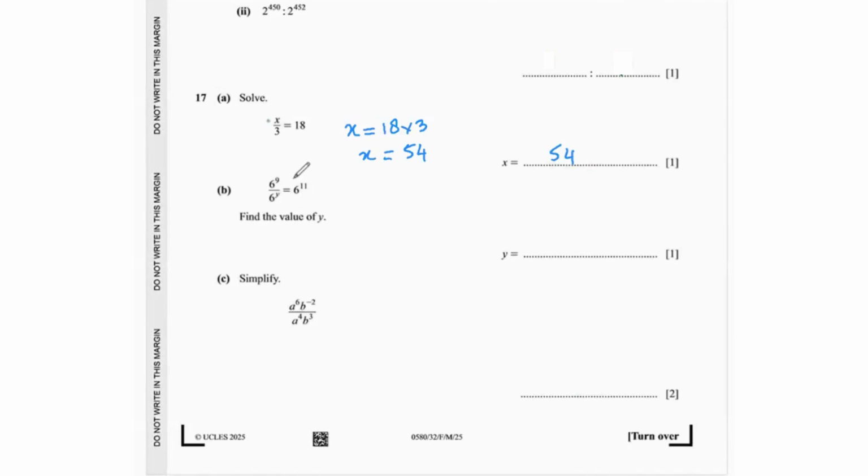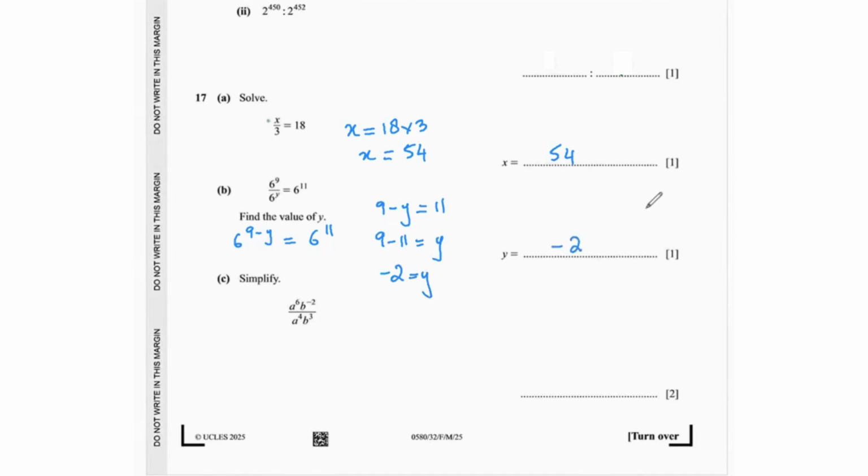Then 6 to the power of 9 divided by 6 to the power of y equals 6 to the power of 11. Same thing as question 16. When we have similar bases being divided, we subtract the powers. So 6 to the power of 9 minus y equals 6 to the power of 11. Whenever we have similar bases existing independently on both sides of the equal sign, we can put the powers equal to each other. So 9 minus y equals 11. 9 minus 11 equals y, which is -2.